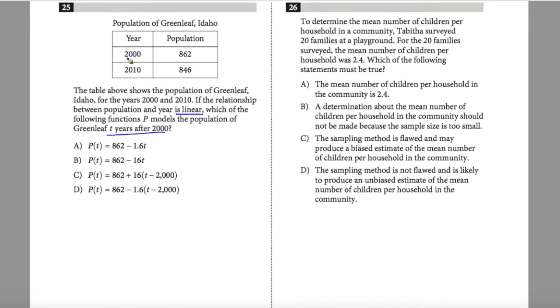Well, let's take a quick peek. From 2000 to 2010, the years are increasing by 10, and the population looks as though it is decreasing. 862 minus 846 is minus 16. My rate then will be minus 16 over 10, which is negative 1.6.